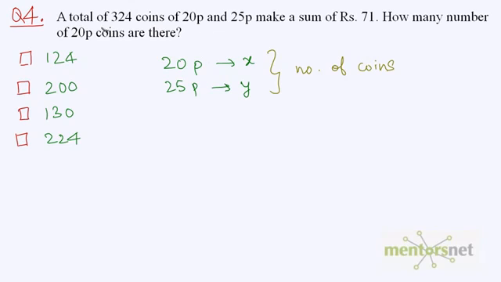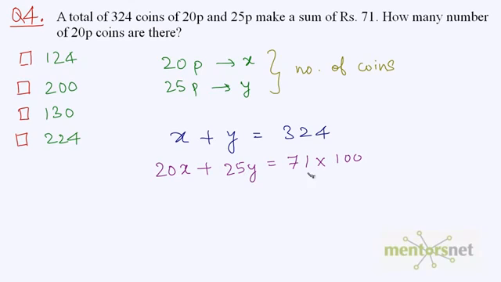Next, from the given data, we know that the total number of coins is 324. So x plus y is equal to 324. Next, x coins of 20 paisa and y coins of 25 paisa make a sum of 71 rupees. So 20x plus 25y is equal to 71 rupees. But we have to multiply it by 100 because we are dealing with paisa throughout. So the total sum is 71 rupees, and the coins which make 71 rupees are x coins of 20 paisa and y coins of 25 paisa.